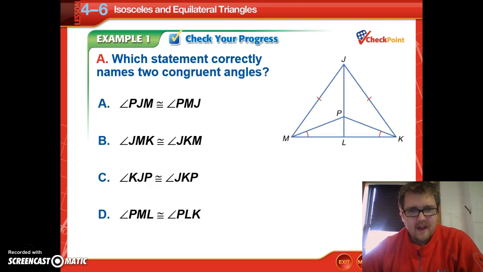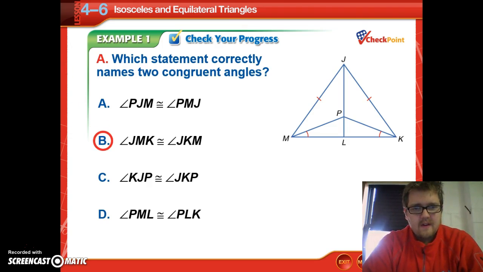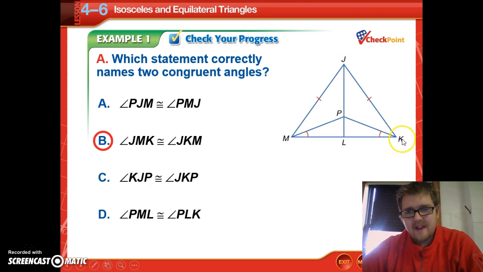Go ahead and pause the video to check your progress here. Which statement correctly names the two congruent angles? Hopefully you chose answer B. We want JMK and JKM to be congruent, because we see that sides JM and JK are congruent, and those are the two angles opposite those sides.